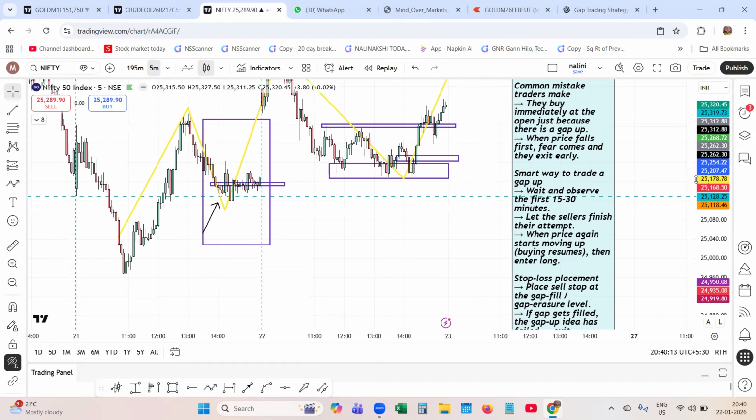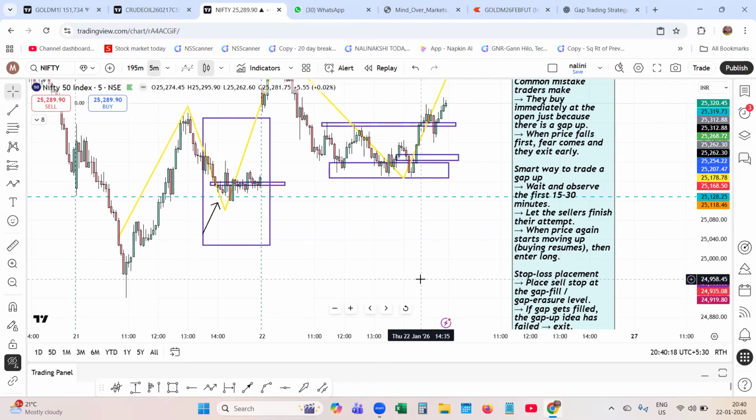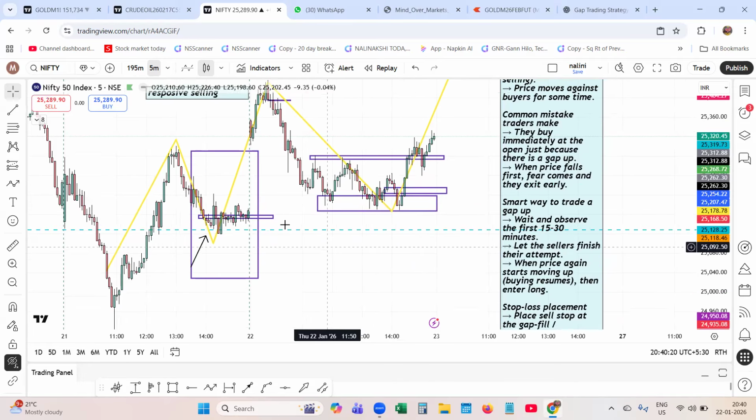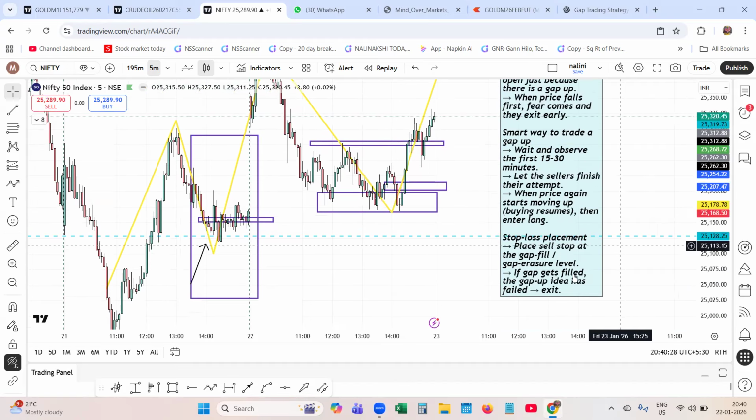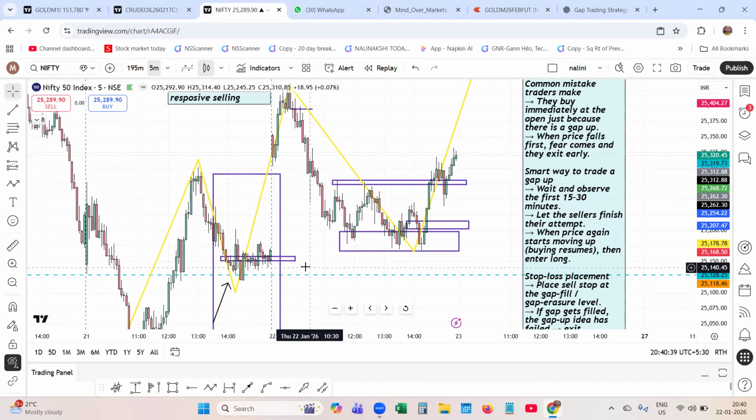For stop loss placement, place a sell stop at the gap fill. You have to place a stop at the gap fill. If the gap gets filled, the gap up idea has failed. Exit. So this is how you need to do that.